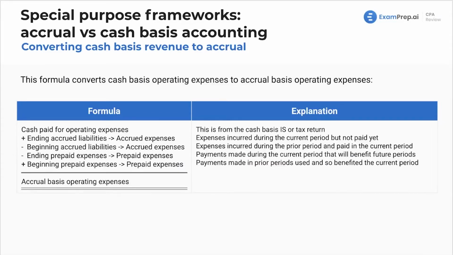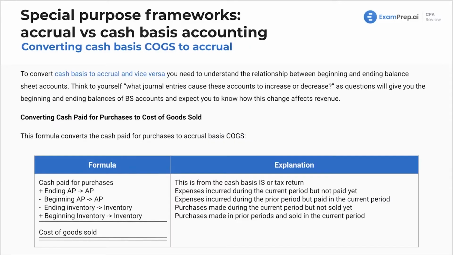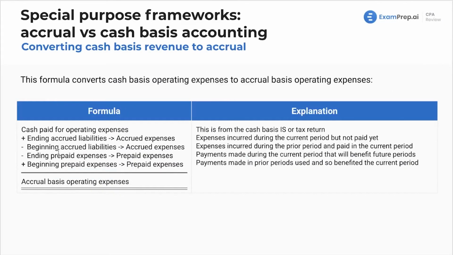Now we have some operating expenses. Again, nothing's really different. It's just what journal entries got you here. Well, I would kind of memorize, not even memorize, just think about it. So this formula converts cash basis operating expenses to accrual basis operating expenses.